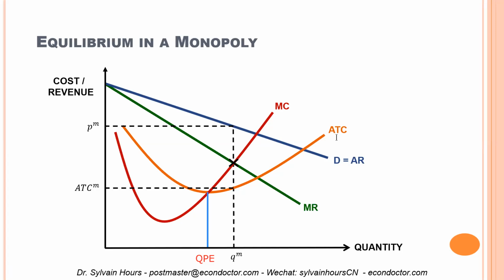There is productive inefficiency. Do we have allocative efficiency? Remember that allocative efficiency is achieved when the marginal cost of production, which is right there, is equal to the marginal benefit of consumption.